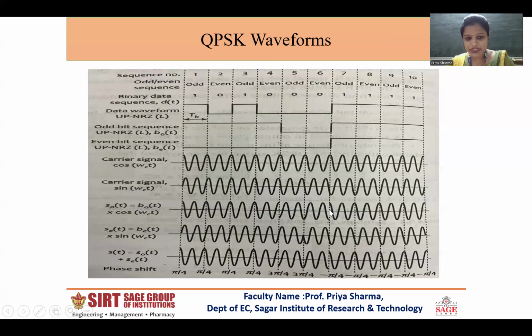As there is again a phase shift in the odd signal, it will follow. And at this position, it will again change and continue till the last end of the signal. So this is how the QPSK signal is divided into four portions.